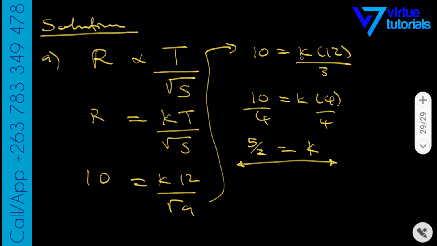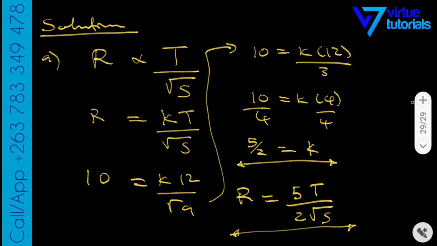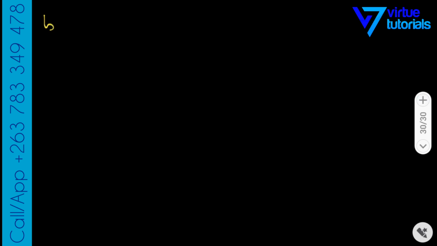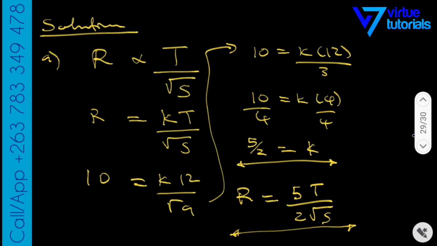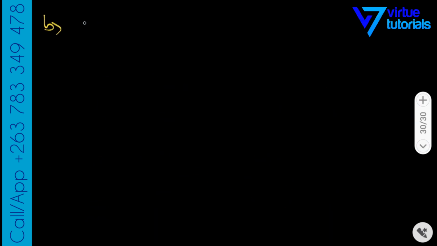Okay? Once I know K is 5 over 2, I can rewrite that and say R is equal to 5T over 2 times square root of S. So then we take that, R is equal to 5T over 2 times square root of S.